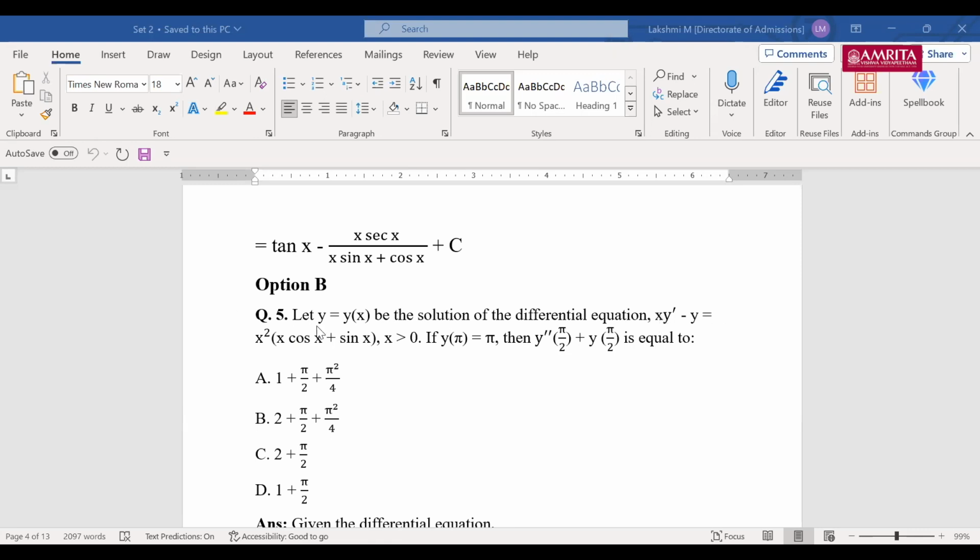You have to work through this question and you have to find the value of y of x, y double dash of x, and then you need to substitute for pi by 2 and pi. Y has to be there. Y of pi by 2, y double dash of pi by 2. Please do start doing it and then we'll discuss.